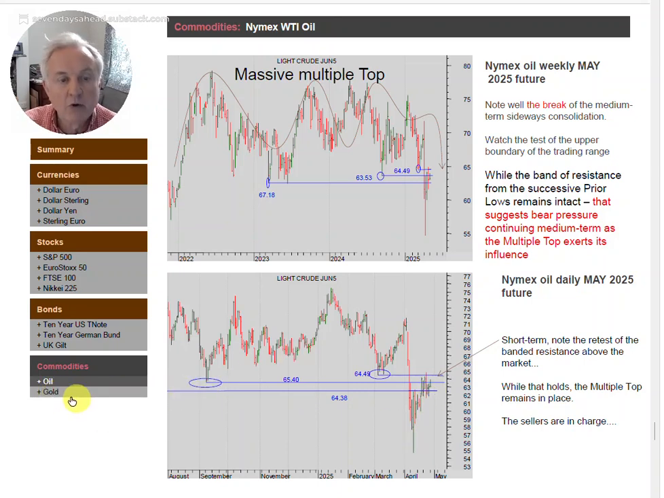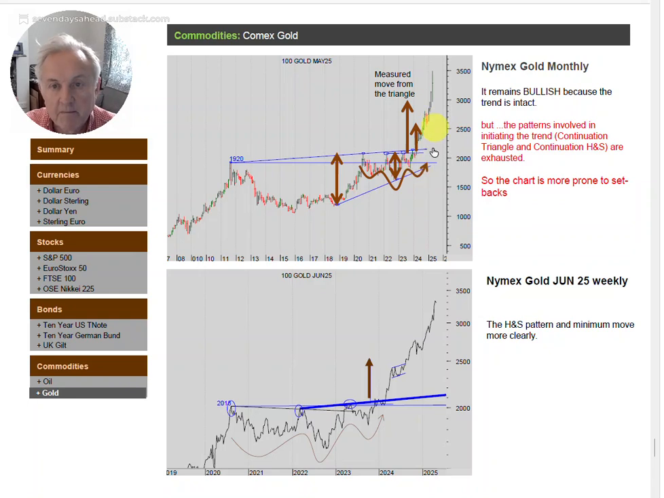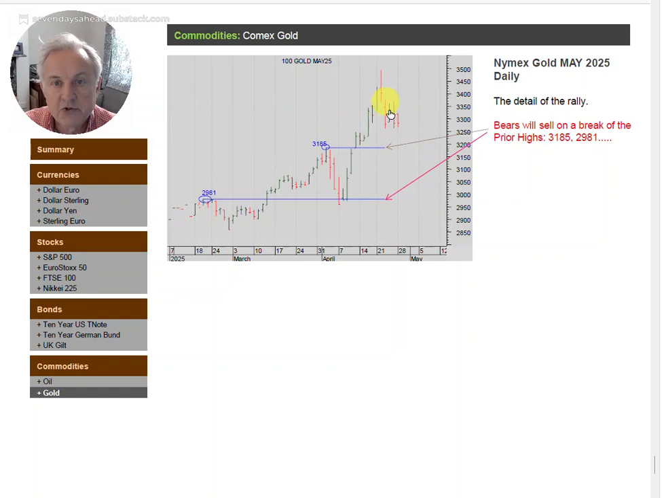Gold, well, we think it's been overbought for a long time. It's gone far beyond the measured moves of this triangle, far beyond the measured move from this continuation head and shoulders. It is drifting back, and we think the bears need the 31.85 to break. First of all, that's the first important support. Then beneath that 29.81, stand back until those break.